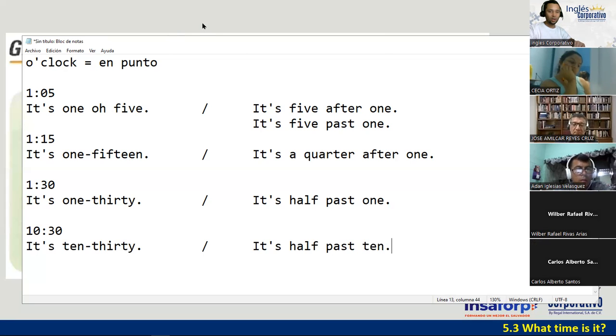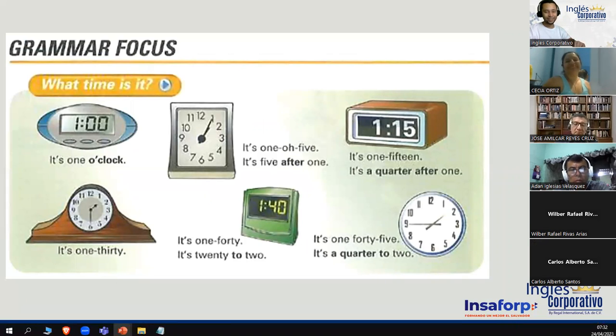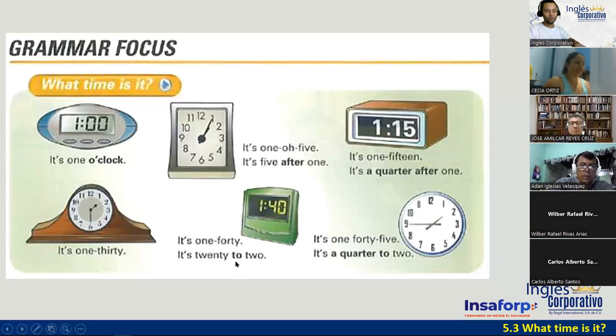Continuamos entonces por acá. How about this one? ¿Qué tenemos? It's 1:40. Y esto ya se parece más a la forma que lo utilizamos en español. Aquí es donde todo vuelve a la normalidad. It's 20 to 2. Como en español. 20 para las 2. ¿Ok? Ese para las, vamos a ocupar la preposition to. El to es como para las, ¿verdad? O para la. So, it's 1:40, it's 20 to 2.